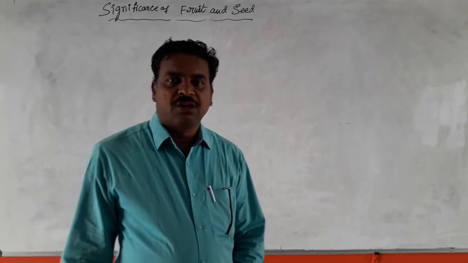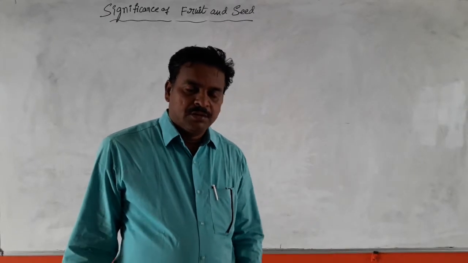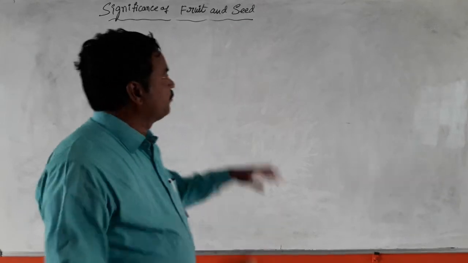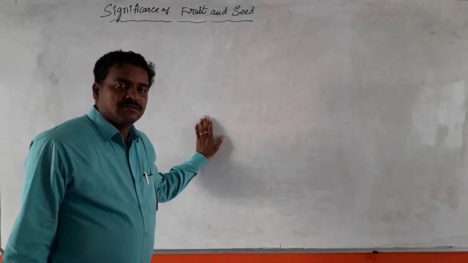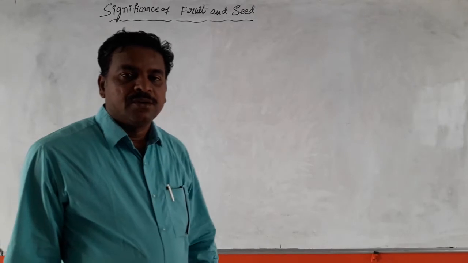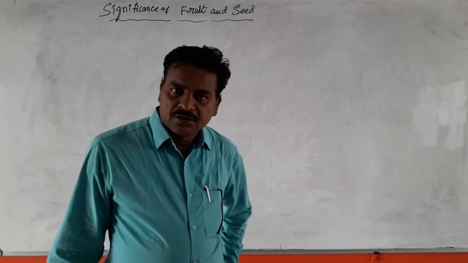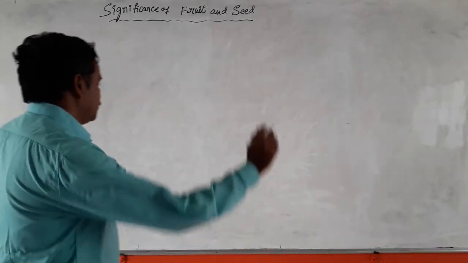Good morning students, now coming to the last topic of sexual reproduction in flowering plants, that is the significance of fruit and seed. First, coming to seed structure: dicot seed and monocot seed.